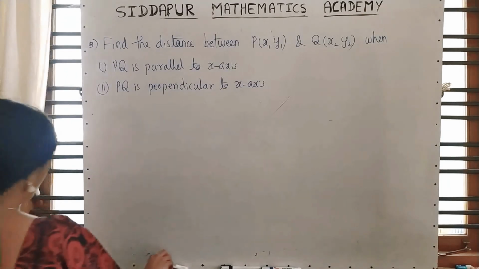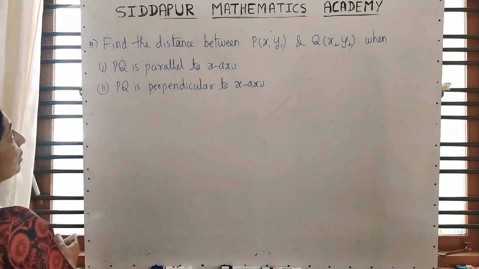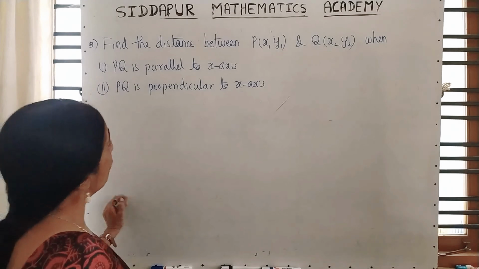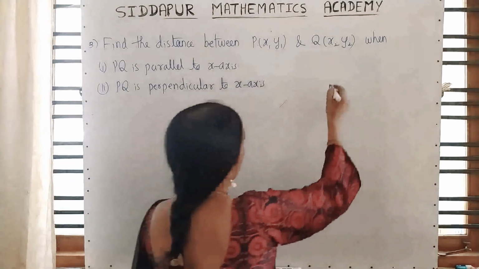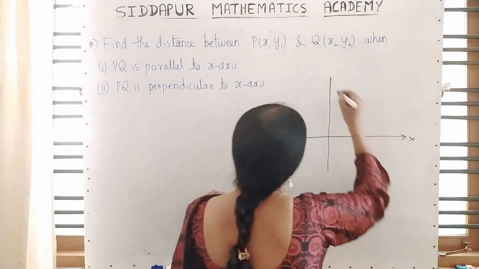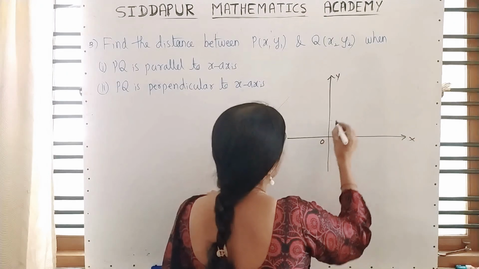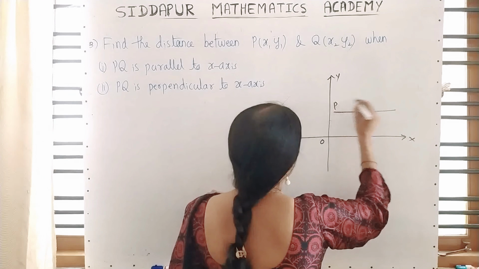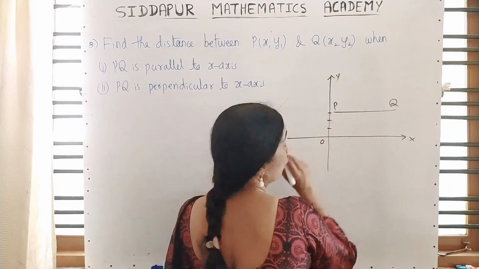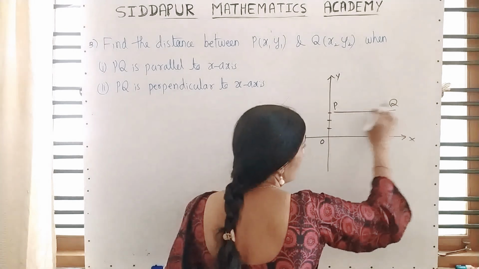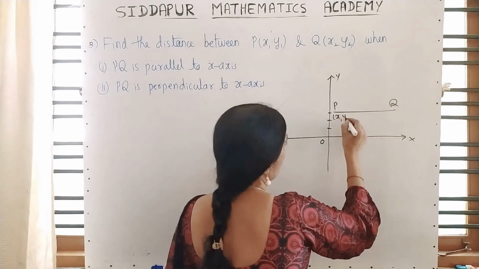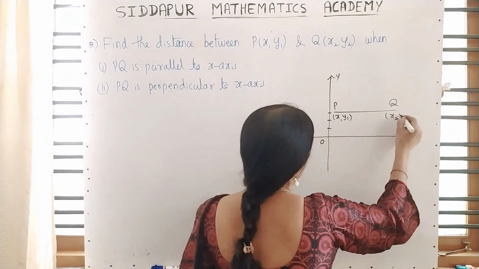Moving to the next question, that is the third question. Read the question. Find the distance between P(x1, y1) and Q(x2, y2) when PQ is parallel to x-axis. So just I will give the rough figure. Suppose this is PQ. If it is parallel to x-axis, see 1, 2, 3. If you take a line, see it lies on this line, means its y coordinate is same. If you take P(x1, y1) and Q(x2, y2).